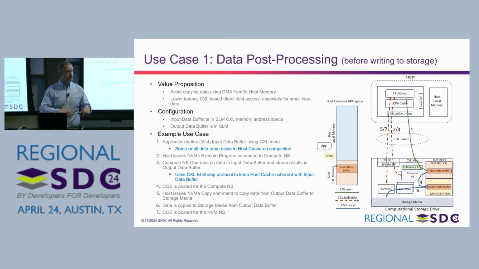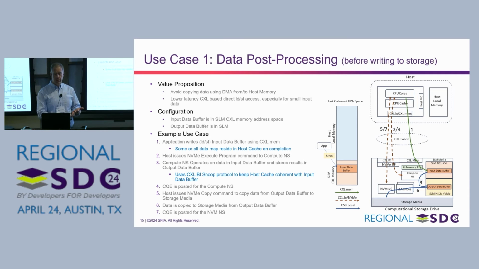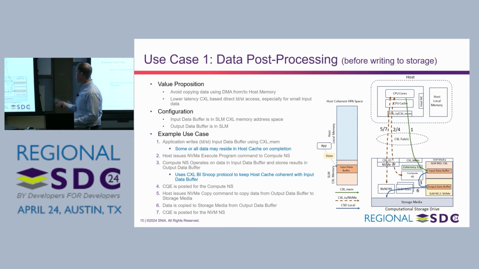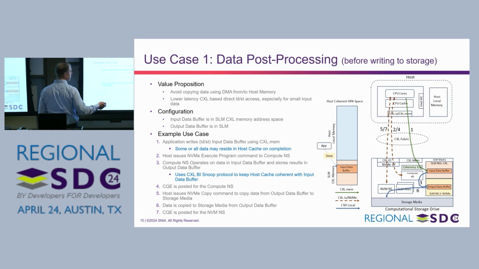So all of the next few slides use this very similar looking picture. Hopefully that'll help. So in this first use case, we're going to post-process data before writing it to storage. The drive is going to receive some data, we're going to perform some kind of operation on it, and then we're going to write it to the media. The value proposition this brings is to avoid copying data with DMA, and potentially lower latency with the CXL. Our configuration for this case is we've got an input data buffer that's in the SLM memory that is CXL addressable. So this is our input data buffer here in the CXL portion, that's this one over here.